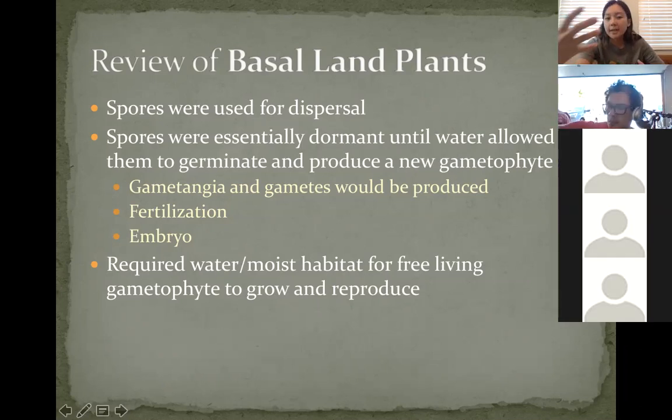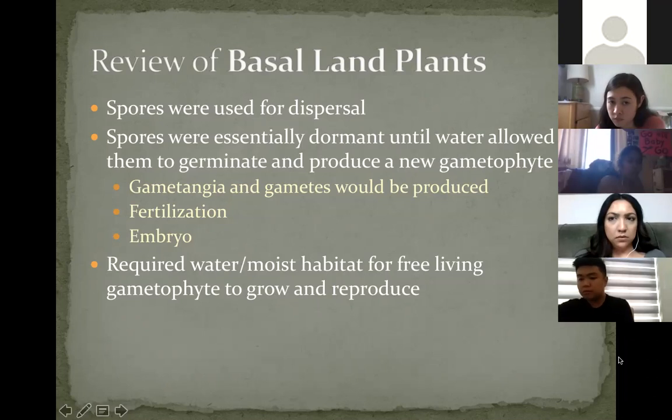So once the spores landed in water, those haploid spores would then produce the brand new gametophyte, the brand new plant. So in this case, gametes would be produced. So that would be the archegonia and the antheridia. Remember that the archegonia is female and the antheridia is male. So the archegonia would house the egg and the antheridia would house the sperm.